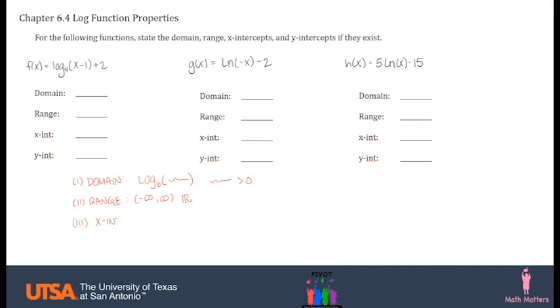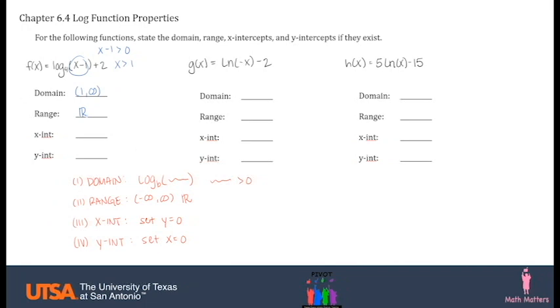Then for the x-intercept, all we need to do is set y equals 0 and solve for x. And for the y-intercept, we set x equal to 0 and solve for y. So f of x is log base 4 of x minus 1, plus 2. We take the inside to figure out our domain. So x minus 1, we're going to set that greater than 0, and we get x is greater than 1. So our domain is going to be from 1 to positive infinity. Then our range is going to be all real numbers, or negative infinity to positive infinity.